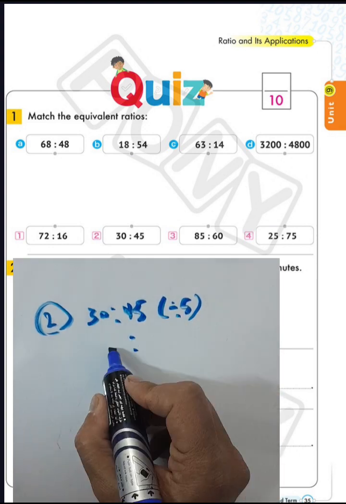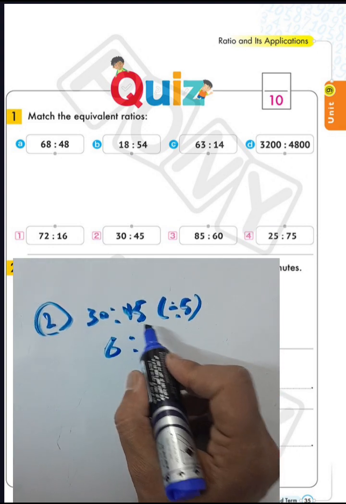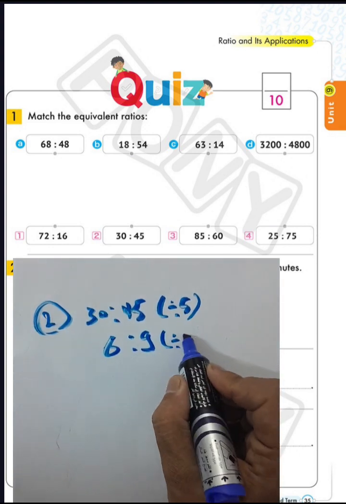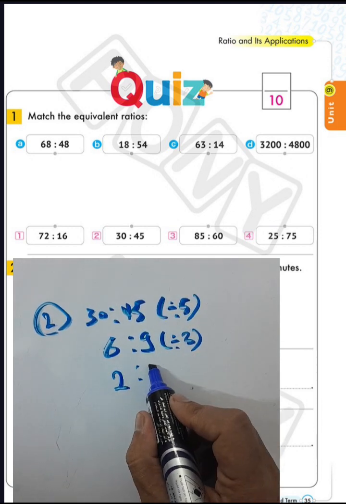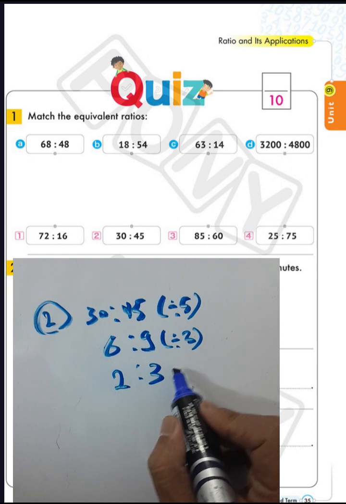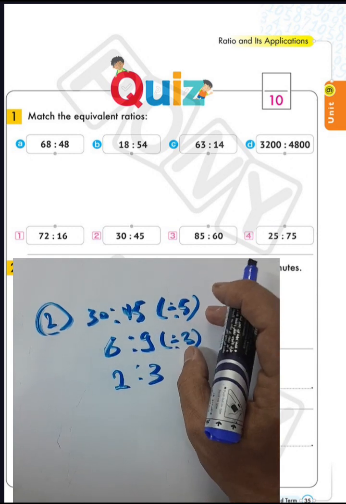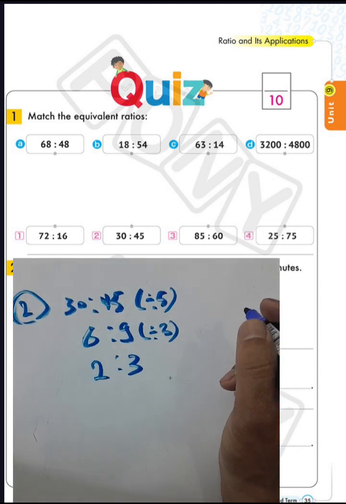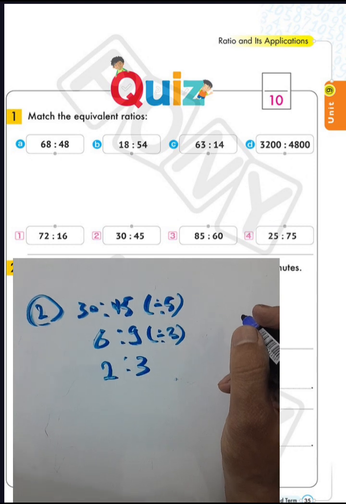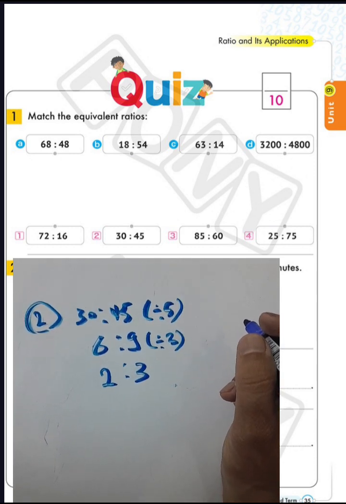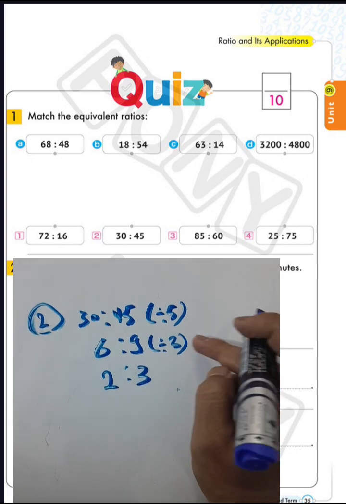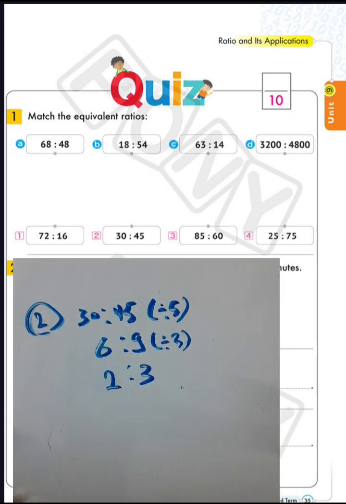30 divided by 5 equals 6, and 45 divided by 5 will be 9. And then you can divide it by 3. 6 divided by 3 equals 2, and 9 divided by 3 equals 3, then the ratio is 2 to 3. Then the highest common factor between the two numbers will be 15. You can divide it in one step by 15, because the highest common factor between the two numbers here will be 15. Okay, understood? It was question number 2.